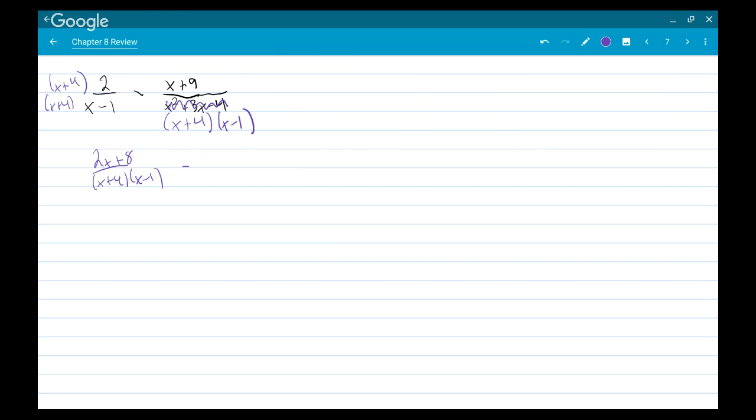Same thing over here, except not a whole lot I have to do there, just rewrite. Okay, so now once you've gotten a common denominator of x plus 4 times x minus 1, all you got to do is subtract your numerators. Okay, so 2x minus x is x, and 8 minus 9, remember, that's in parentheses, so you got to do 8 minus 9, not 8 plus 9, 8 minus 9 gets you minus 1.